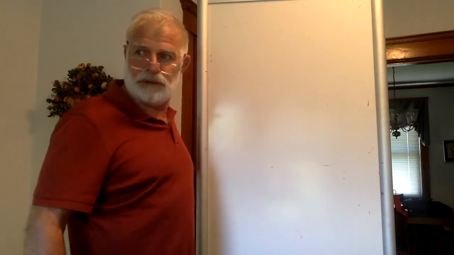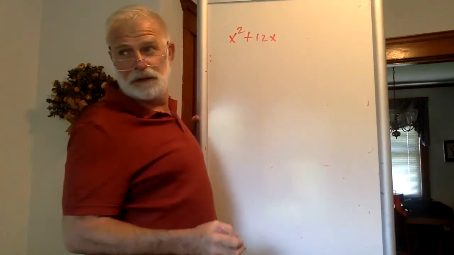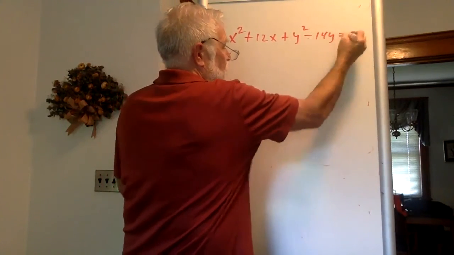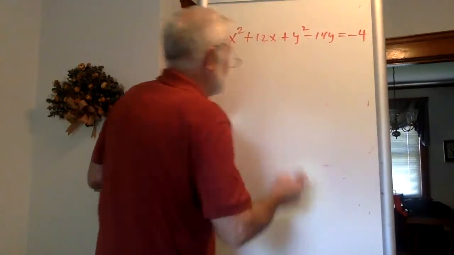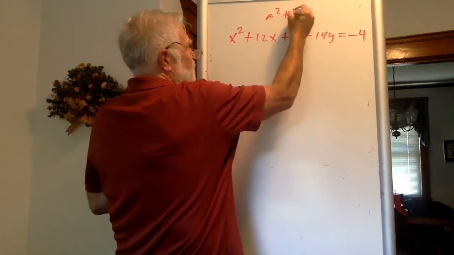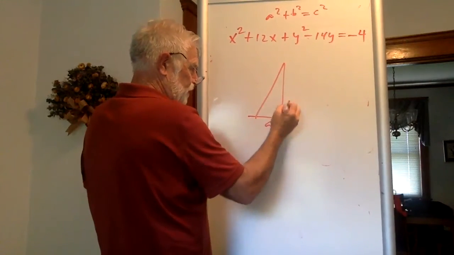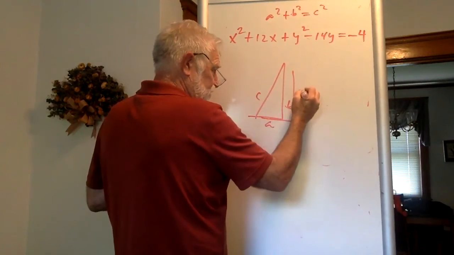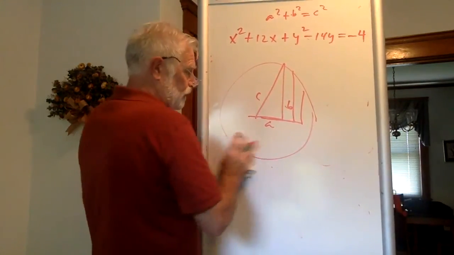What I have on the tableau over there, it's not a tabula rasa, is x squared plus 12x plus y squared minus 14y equals -4. I'm hoping that this is review. So, we're trying to get Pythagoras here. A squared plus b squared equals c squared. A, b, and c. And as a gets bigger, b gets smaller. And we get this rotation. It's going to be very important when we get into trig.